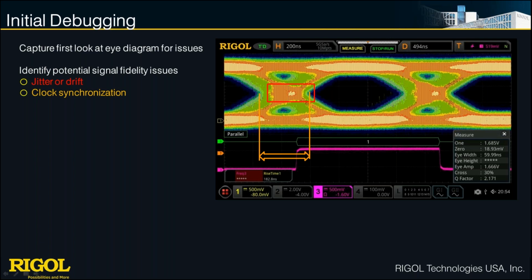There's also a subtly different issue, which is not just jitter or drift within the data signal, but its synchronization compared to the clock signal. Right. So obviously these signals need to stay synchronized, and so as the signal drifts in comparison to the clock, that can cause us issues as well.